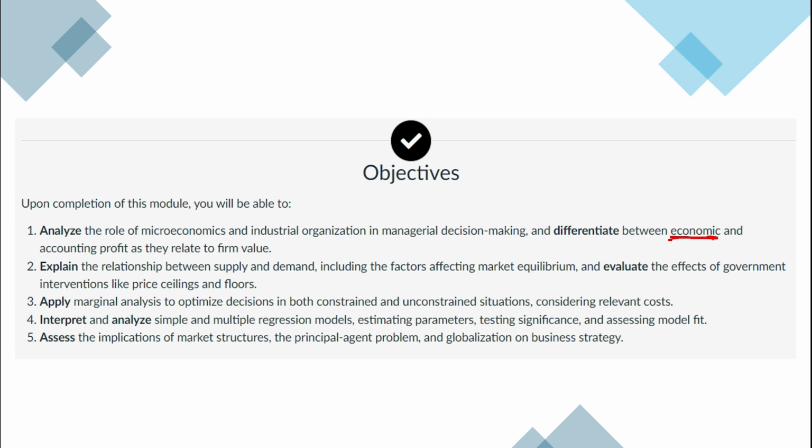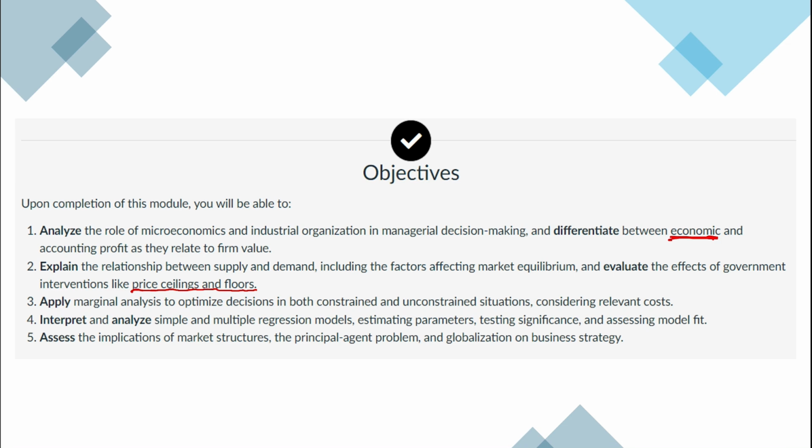Then we want to explain the relationship between supply and demand and look at factors that affect market equilibrium. And then we can look at the effects of government interventions like price ceilings and floors. We can come back to other types of government interventions later on in the course.